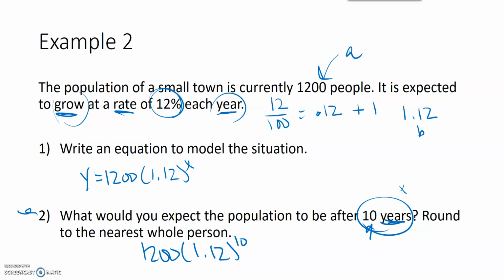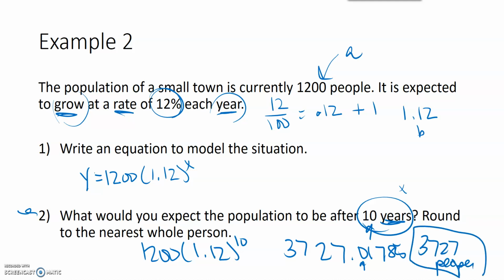Again, you want to use a calculator. So 1,200 times 1.12 to the 10th, and I end up getting 3727.01785. Now we're going to round to the whole person. We look here, 0, less than 5, so 3727 with a label, people. That would be the expected population of that town.